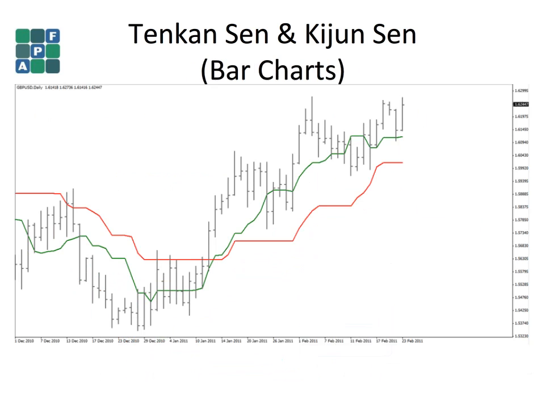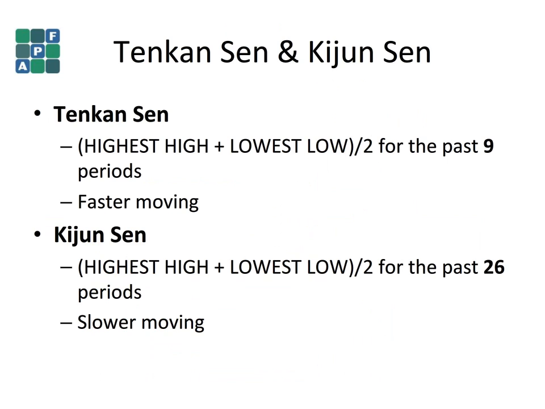This is a similar chart, but instead of candlesticks, it displays the Ichimoku indicator on bar charts. Traders may have individual preferences with regards to price display, be it candlesticks or bar charts, but it does not affect the use of the Ichimoku. For the purposes of this video, we will be using the Ichimoku on candlestick charts. Here you see the formula for both Tenkan Sen and Kijun Sen. Because the Tenkan Sen measures a shorter period, it is the faster moving line. Kijun Sen measures price equilibrium for 26 periods, so it is the slower moving line.